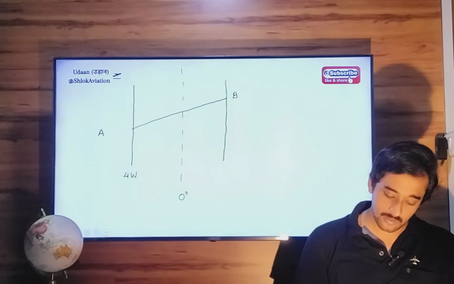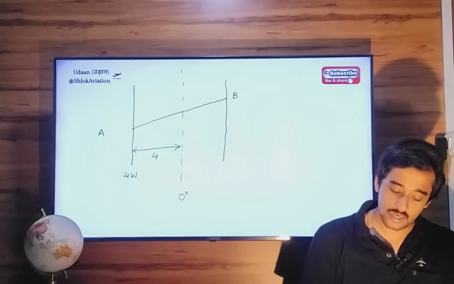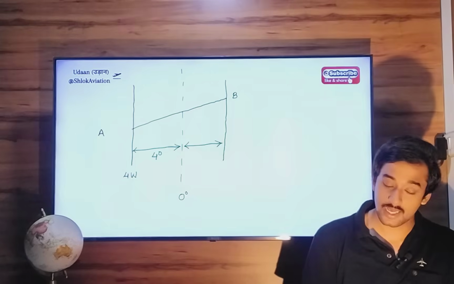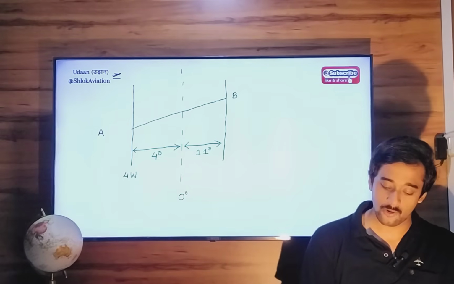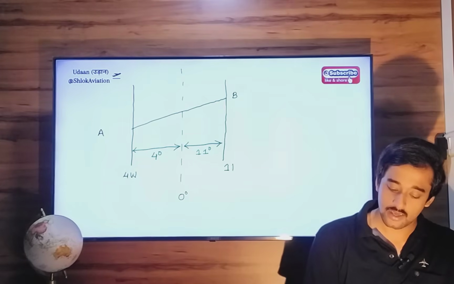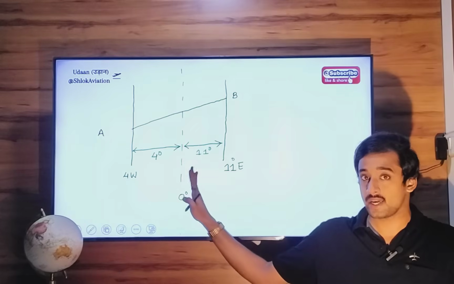So 15 degrees will be divided into two parts: 15 minus this 4 degrees, and another 11 degrees in the eastern hemisphere. So the longitudinal position of Bravo will be 11 degrees east. 11 degrees east, from the prime meridian 11 degrees to the east.